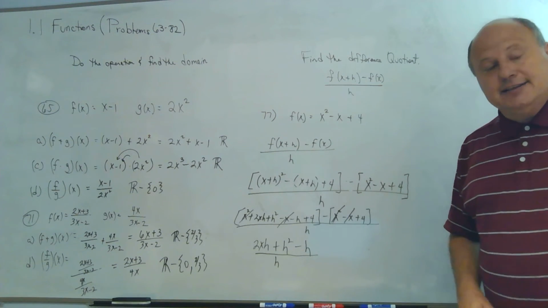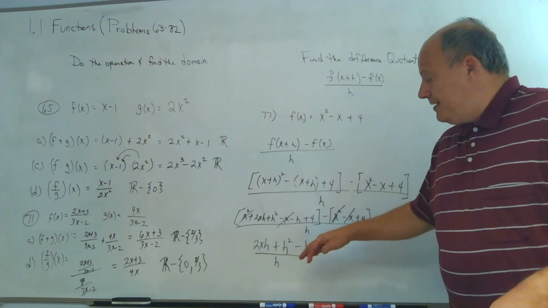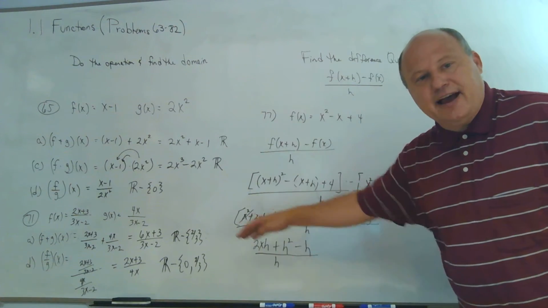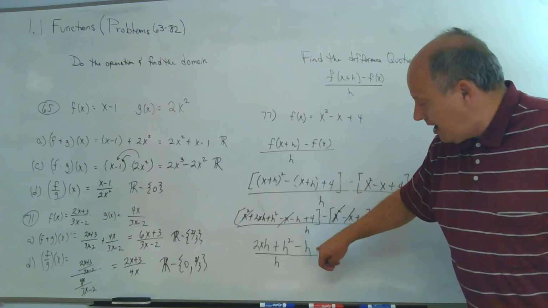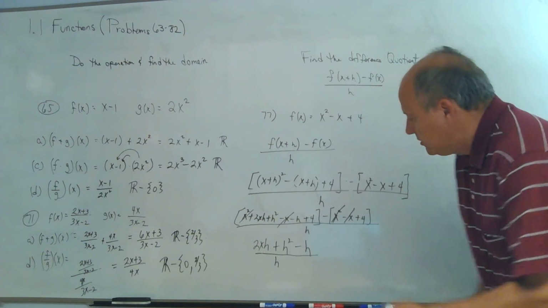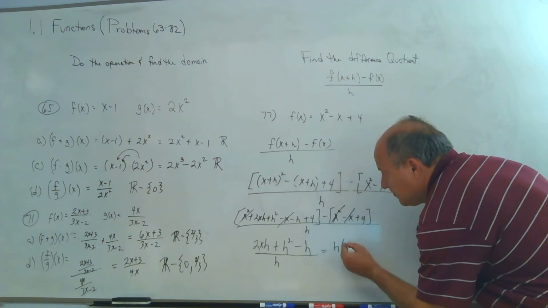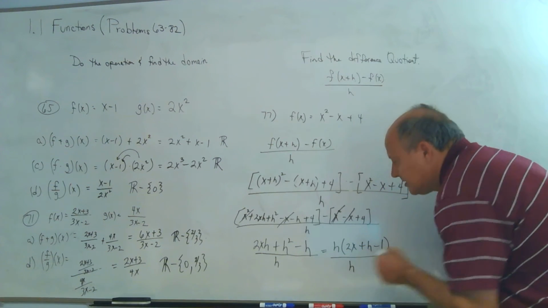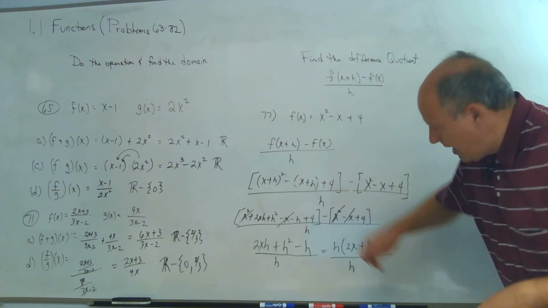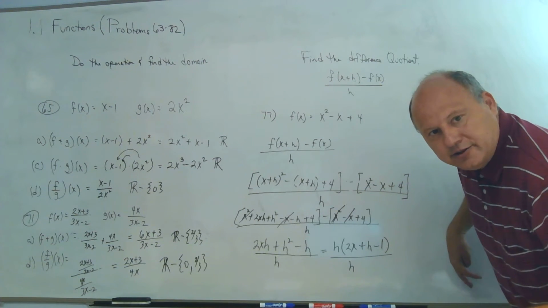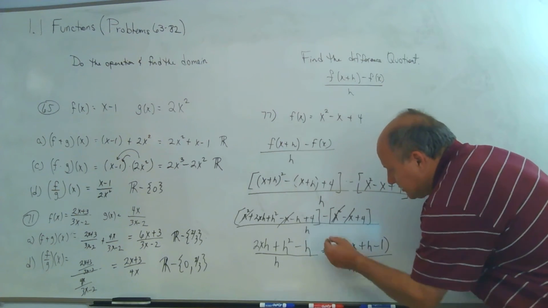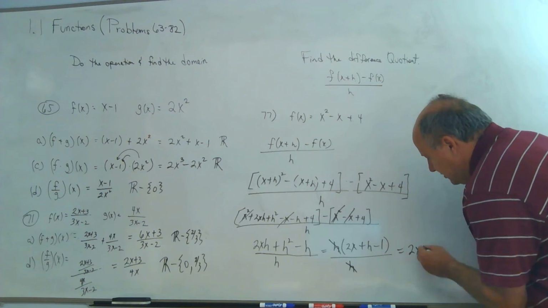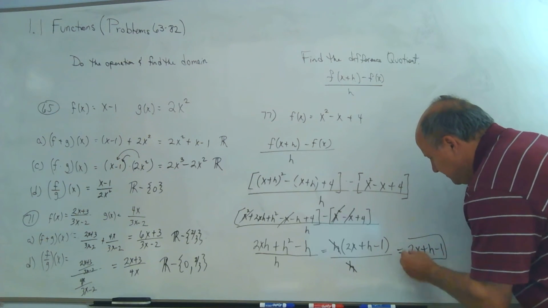Now as it stands, I'm done. The problem is this can be simplified. And you're like, wait a minute, you said they can't be simplified unless they're factors. That's the thing. This top can factor out an h. So if I factor out an h, h times (2x + h - 1) over h. So notice this one is now factored, h times another something else. So now they can cancel out. So then you have 2x plus h minus 1 as your final answer.